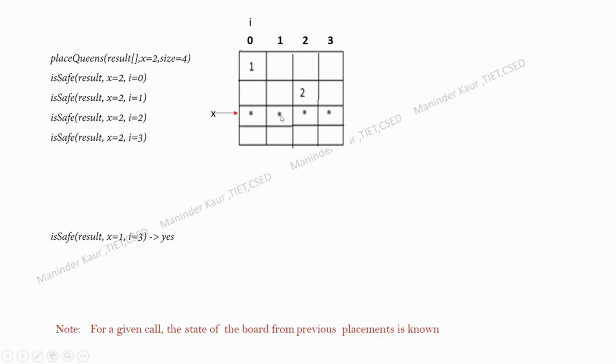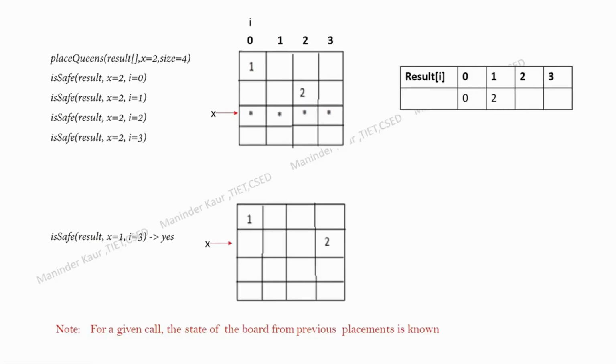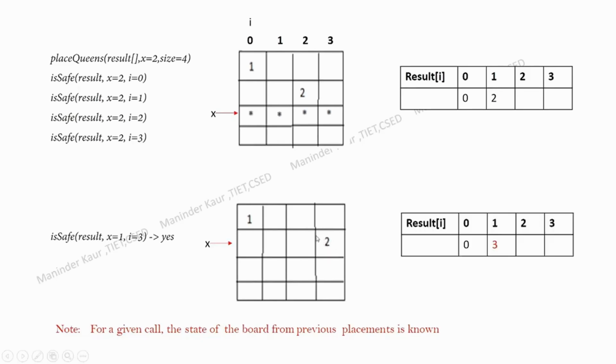Now here the algorithm will backtrack. It will try to change the position of this queen in the second row, that is index is equal to 1 row. Now index is equal to 1 row, the position is being changed. Earlier the position was this one. It will try to go for I is equal to 3, that is the last index. This position returns a safe state, yes. Then the result of the first index queen will be equal to 3.